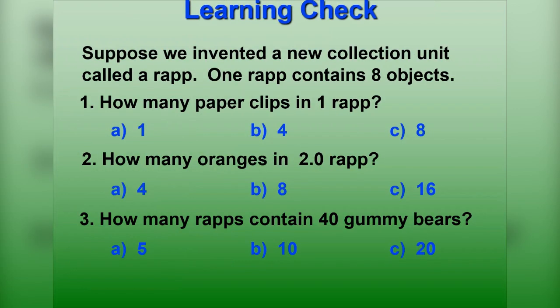Suppose we invented a new collection unit called a wrap. One wrap contains 8 objects. How many paper clips in one wrap? We know one wrap always contains 8. So what is the right answer? C. How many oranges in 2 wraps? 2 wraps, 1 wrap equal to 8. So 2 wraps, 2 times 8, 16. How many wraps contain 40 gummy bears? 40. So 8 objects makes 1 wrap. 40 would make what? 40 divided by 8, it would be 5.